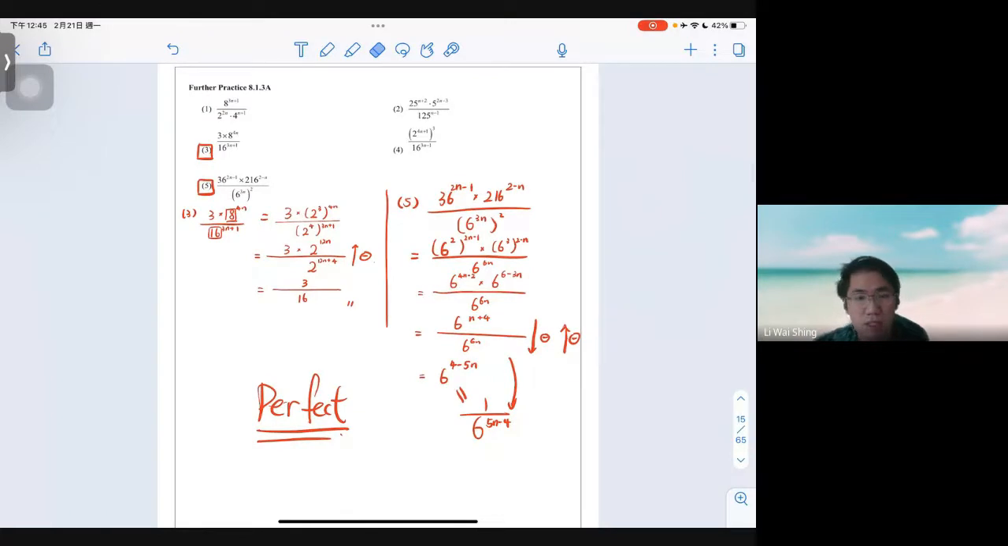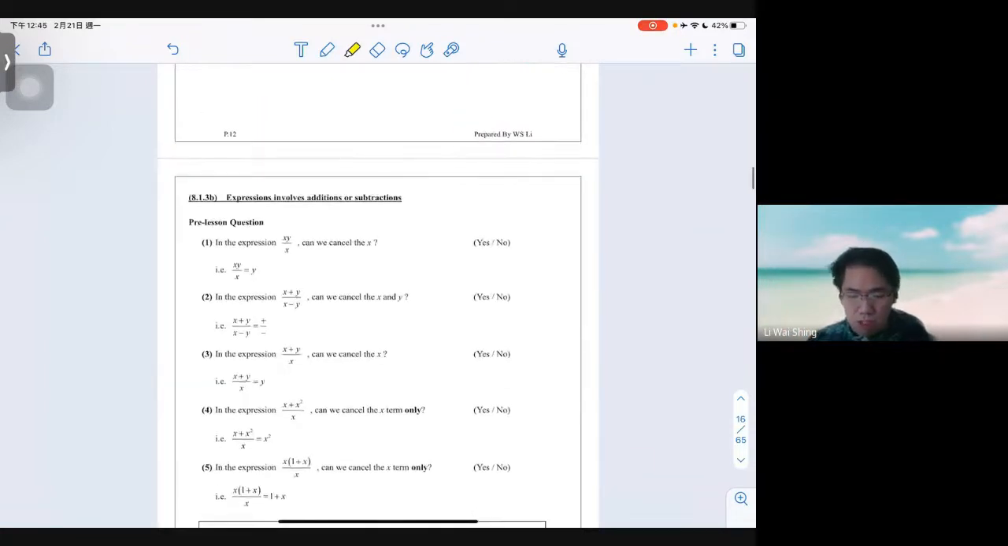All right, any question about this part? Split the base. Choose the terms with the same base to simplify together. Boom, you got the answer. Any question? If not, we will proceed to the next one.